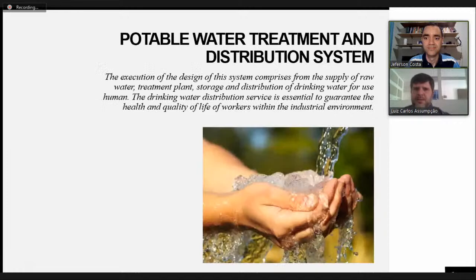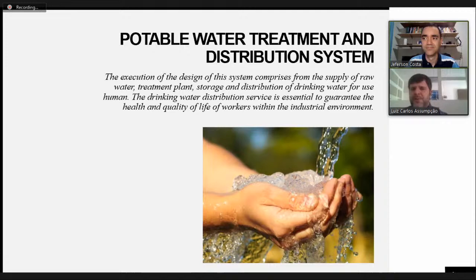Potable water treatment and distribution: the design and execution of the system, comprising the supply of raw water, the treatment plant, storage and distribution of drinking water for human use. The drinking water service is essential to guarantee the health and quality of life of workers in an industrial environment.